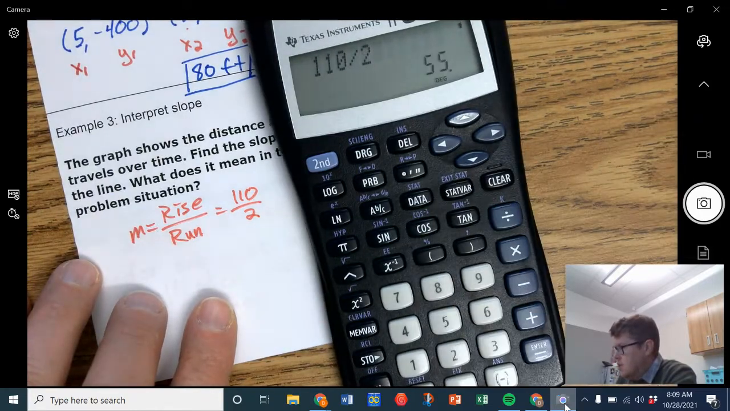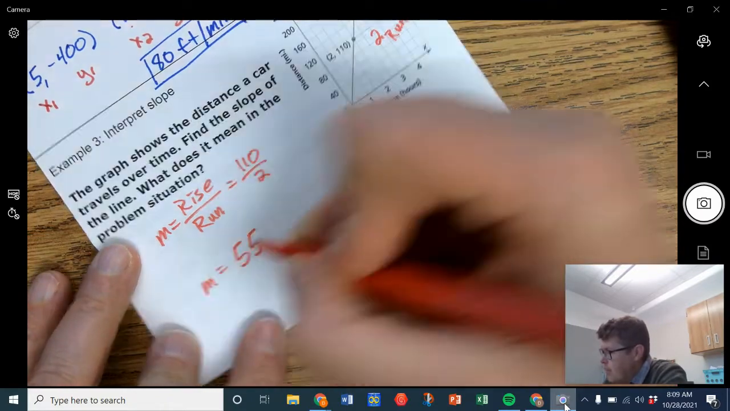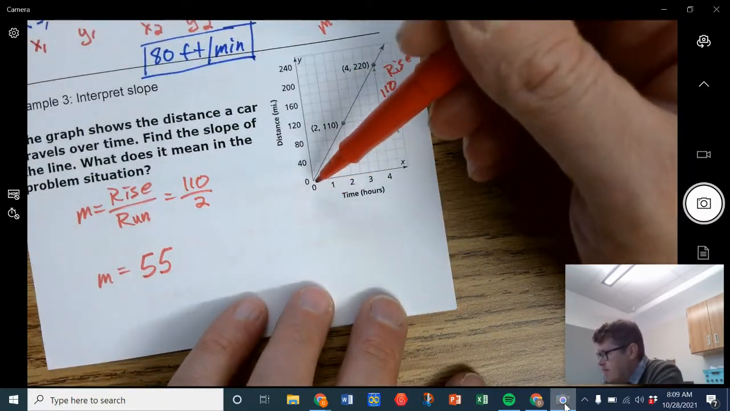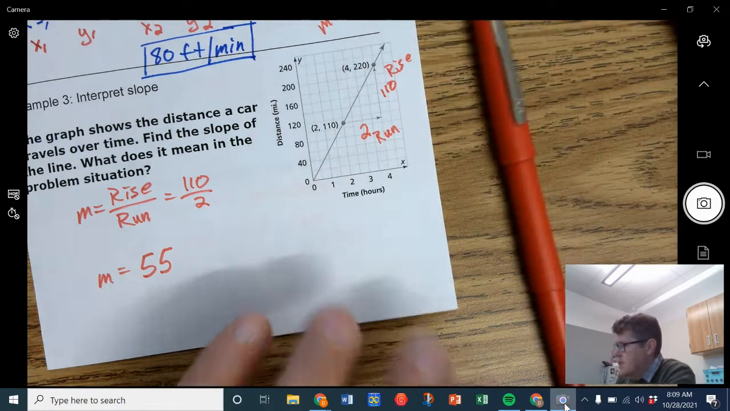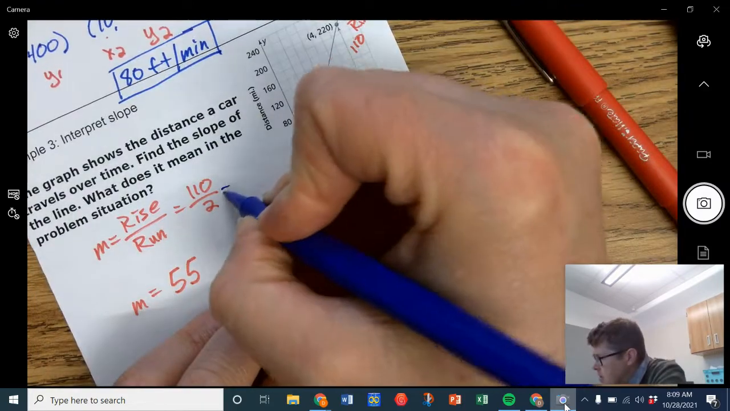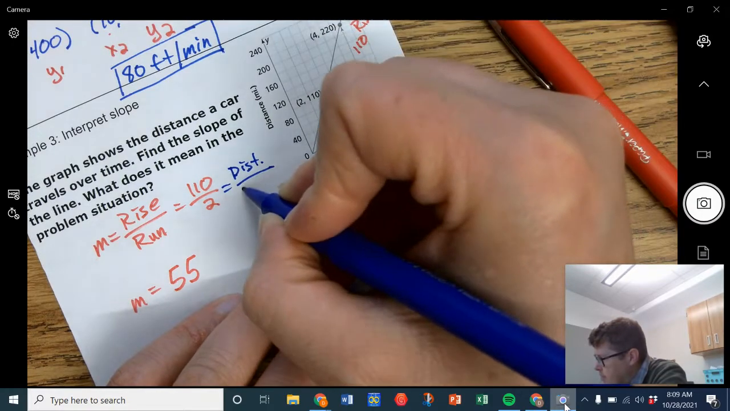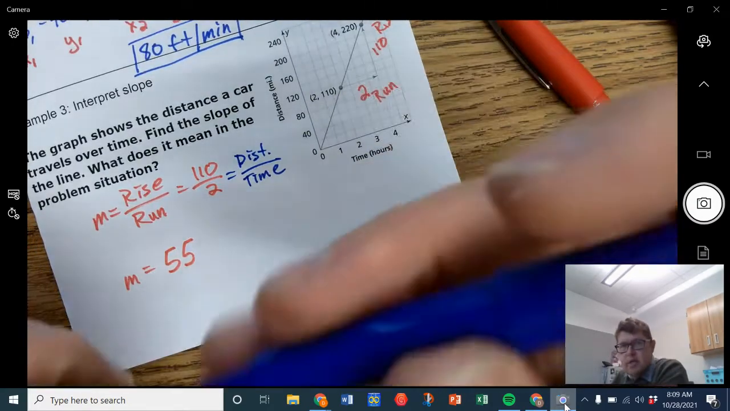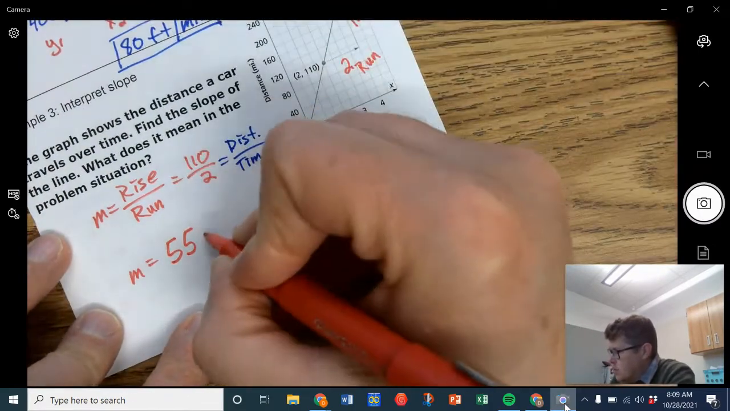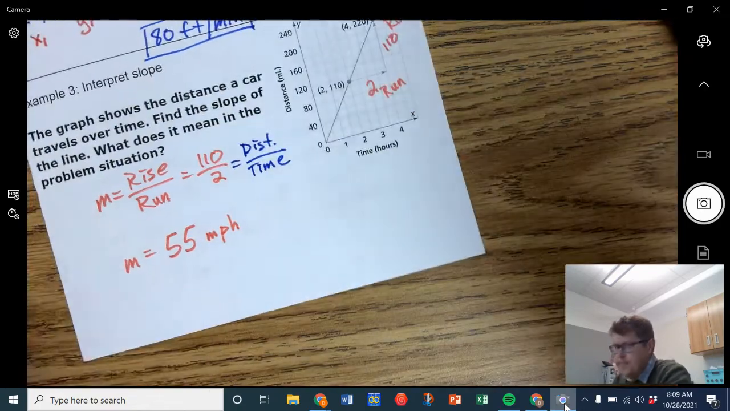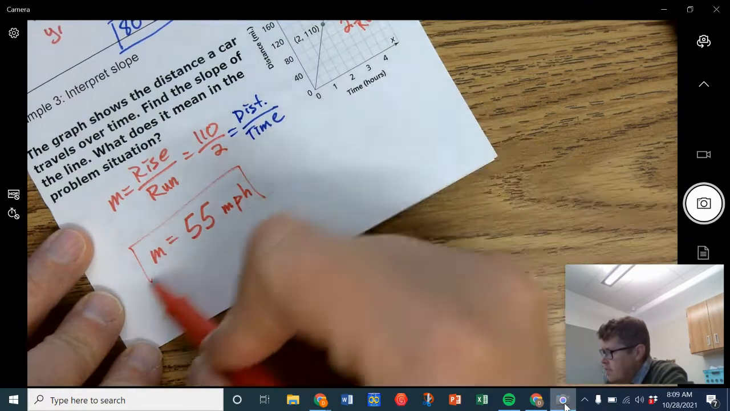110 divided by 2 gets us to 55. And then let's use our units, right? So 55 miles divided by hours. Because again, this is distance on top, and this is time on the bottom. We talked about this a little bit. So it's distance divided by time, which is miles divided by hours, or miles per hour. That's how you figure out speed, right? So the speed of this car is 55 miles per hour.